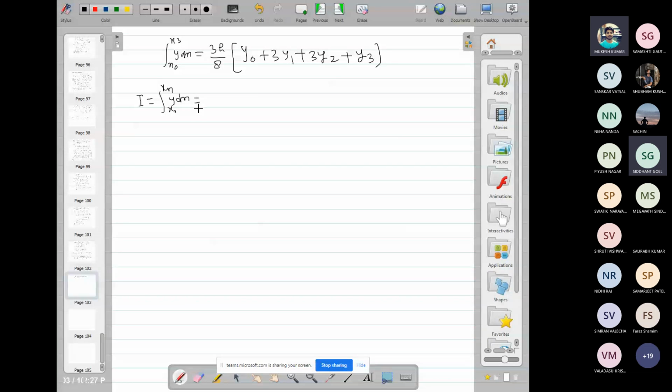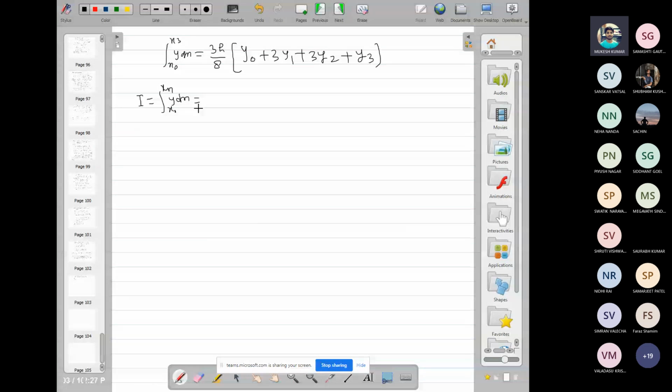And if n is a multiple of both 2 and 3, say if we consider n equal to 6, then 6 is a multiple of 2 and also a multiple of 3. Both formulas are applicable. But if we consider n equal to 9 and subdivide the interval AB into 9 subintervals, in that case the 3/8 formula is applicable, but the 1/3 formula is not applicable. And if we consider n equal to 12, then both formulas are applicable.